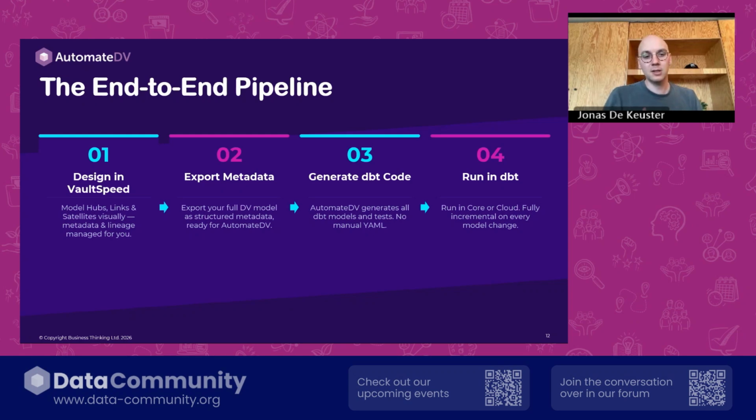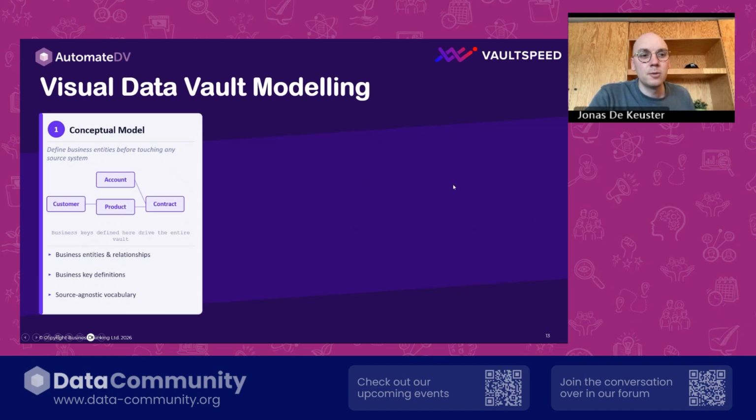So all that metadata that sits inside the repository in VaultSpeed can easily be exported. And we've built an integrator, and Mardiros here will demo that, which interfaces to the API of AutomateDV, because then you can generate your code with the AutomateDV packages, and of course run it at scale in your dbt cloud environment. So that's a bit how the end-to-end flow works. And Alex, on the next slide, we have a bit more information on the key part that VaultSpeed tackles here, which is the data vault modeling in a very visual way. You will see that in our demo.